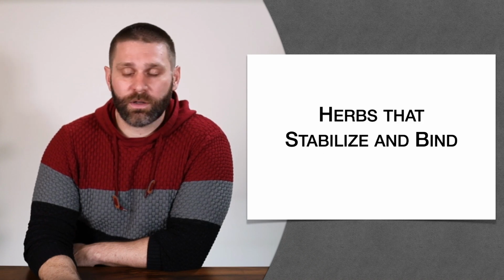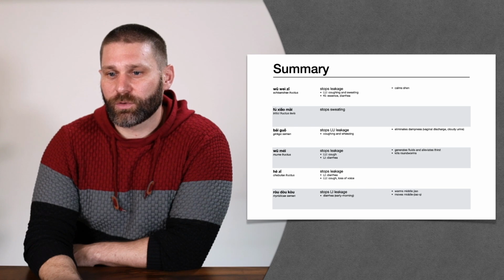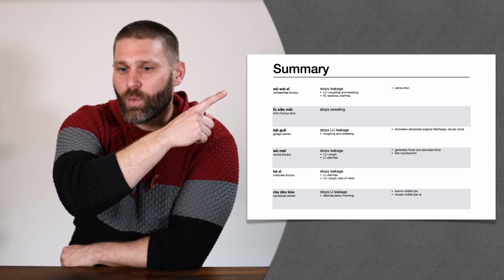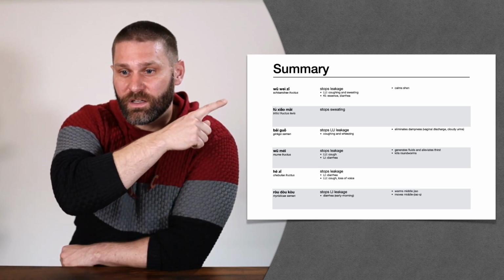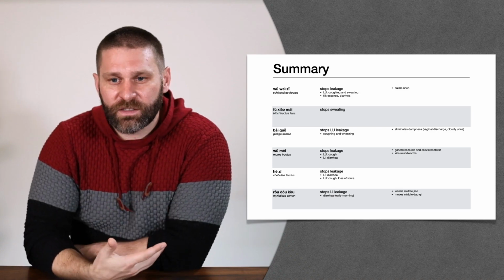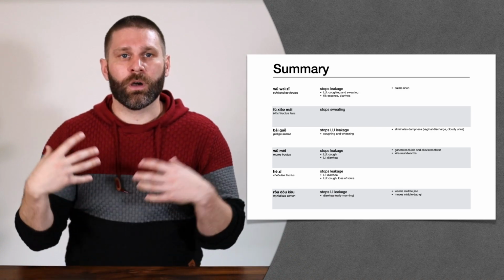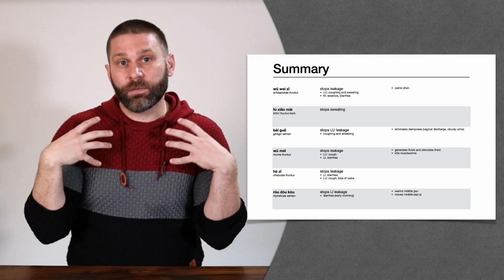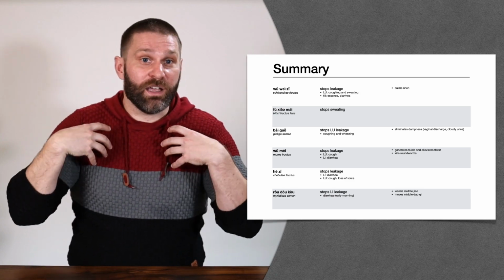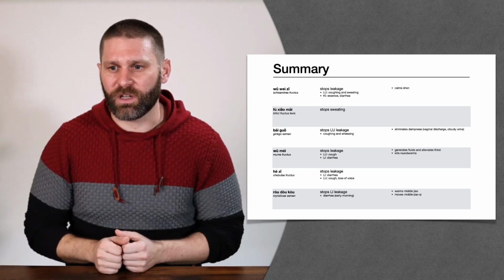So that is our category, herbs that stabilize and bind. If we want to do a quick review, remember we started off with the ones that are good for treating lung leakage. So Wuweizi was Schisandra. It's good for lung qi leakage, like coughing and wheezing, but also lung qi leakage as in sweating. We saw that in that formula Shengmai-san.